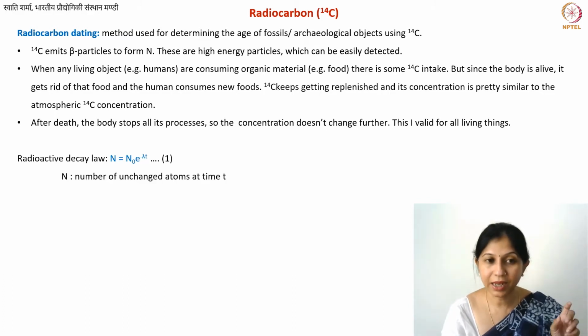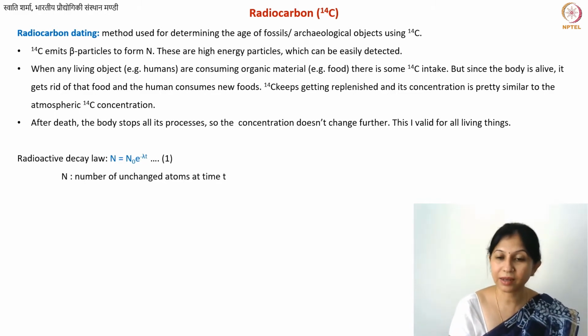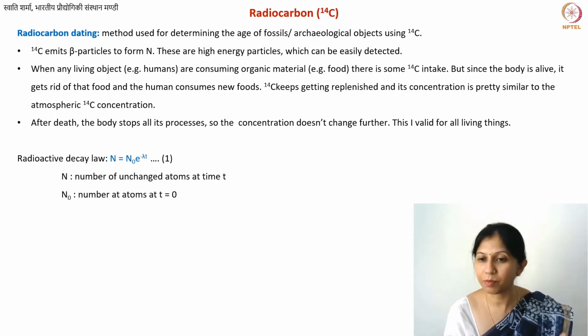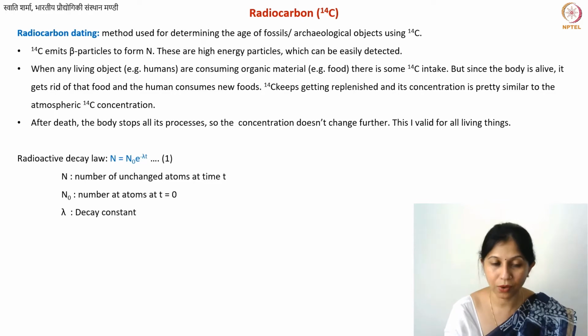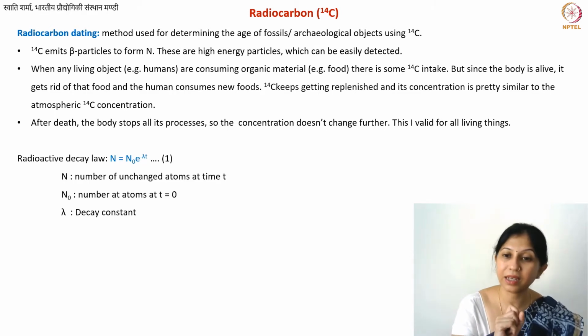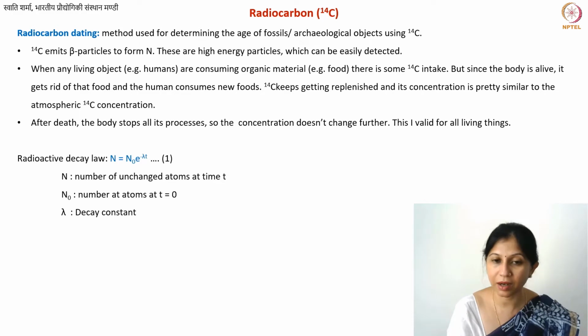N is basically the number of unchanged atoms. Unchanged means radioactively unchanged. So the number of unchanged atoms at any given time t is N, and N0 was the number of atoms at some time point t0. Because it is a decay, you can see it's an exponential decay, and that is why we have the minus sign there. And lambda is the decay constant, which is characteristic of every particular element, every particular material.